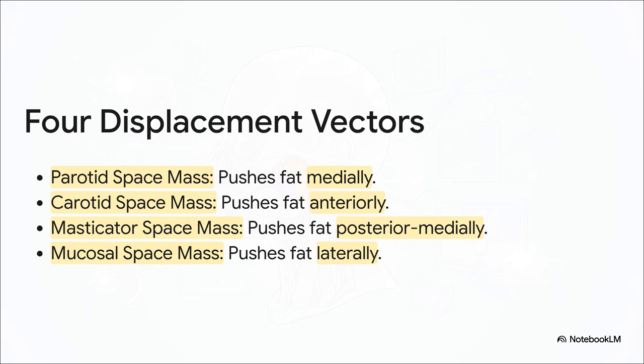And this right here is the key to everything. These are the 4 vectors of displacement. A parotid space mass pushes the fat medially. A carotid space mass shoves it forward or anteriorly. Masticator space masses push it posterior-medially, and superficial mucosal space masses push it out laterally. Seriously, memorize this. This is your cheat sheet for every single suprahyoid neck mass you'll see.